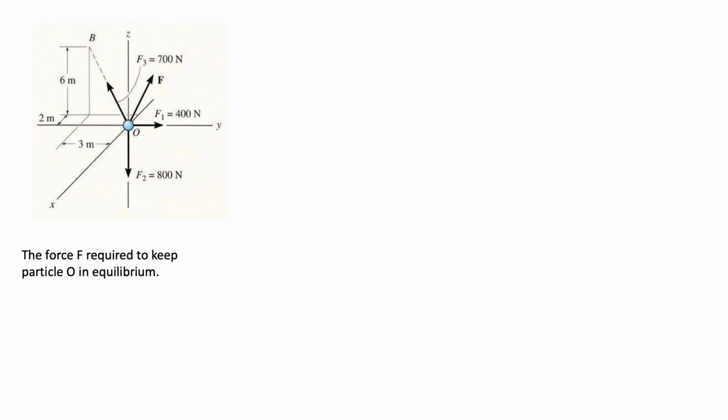So let's express these forces in IJK notation. For F1, it's on the positive y-axis, so that's 400 j hat newtons. Since it's positive, it's on the positive y-axis. And then F2 is on the negative z-axis, so therefore it's negative 800 k hat newtons.